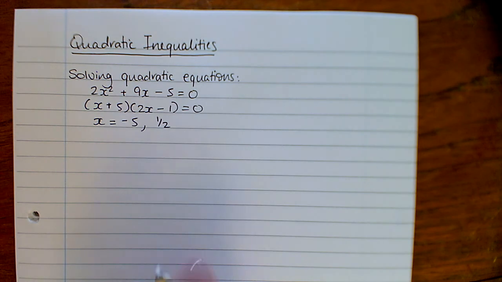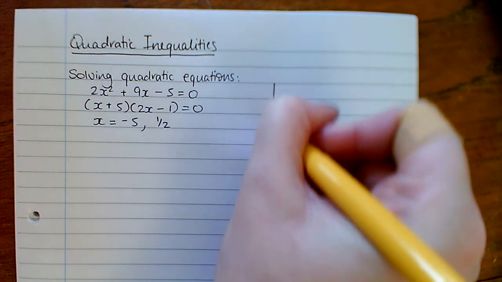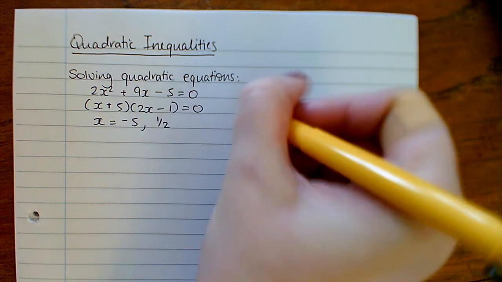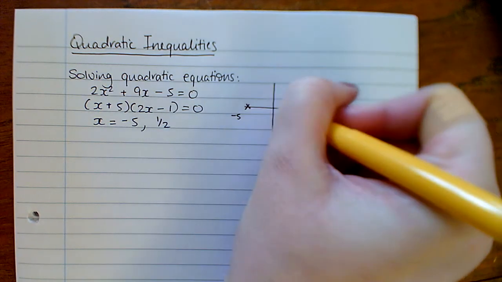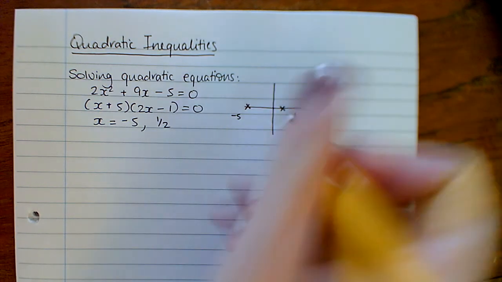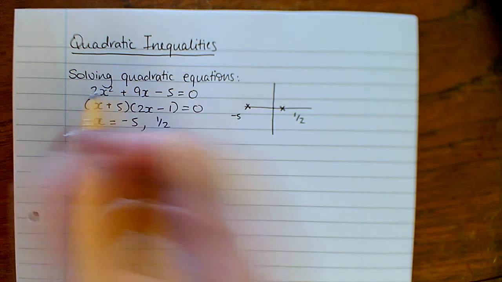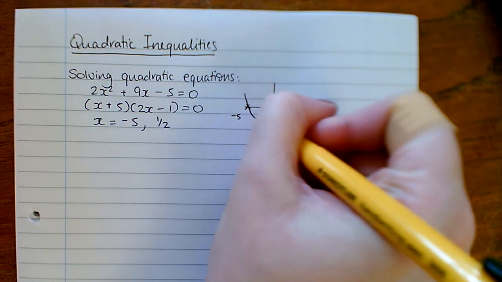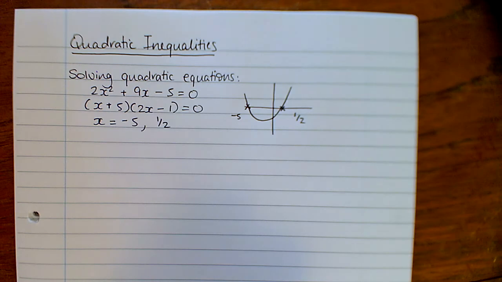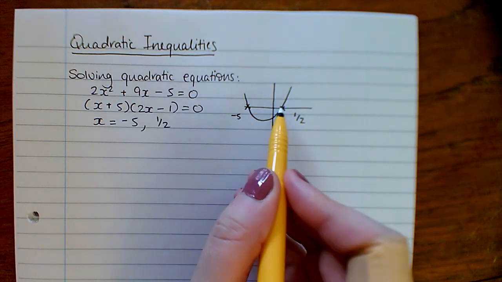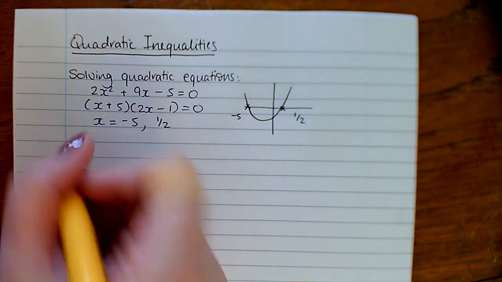5 and a half. Now what we're really doing whenever we solve quadratics is we're finding where they cross the x-axis. So this quadratic crosses at minus 5 and a half, and it's a positive quadratic, so you know it's this general shape. So when we're solving quadratics, we're finding where it crosses the x-axis.